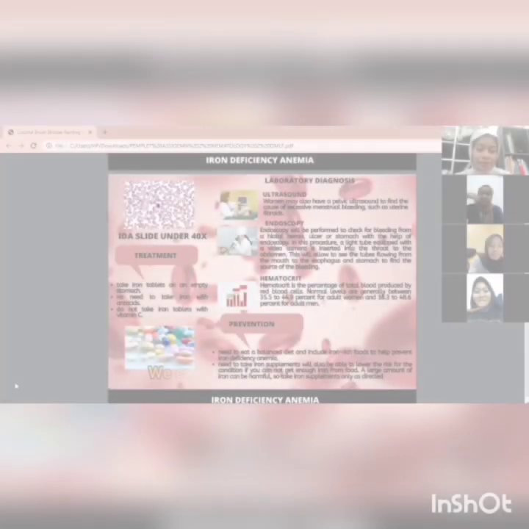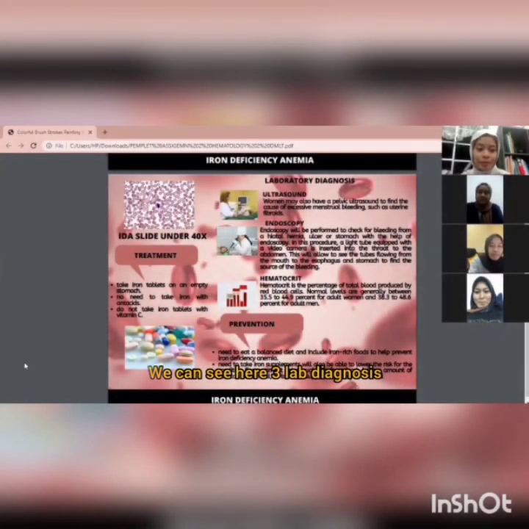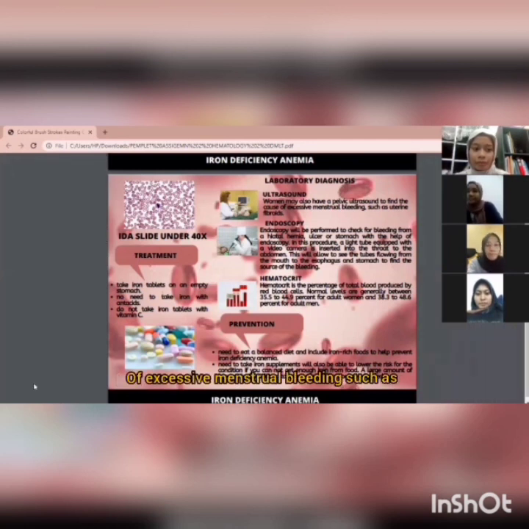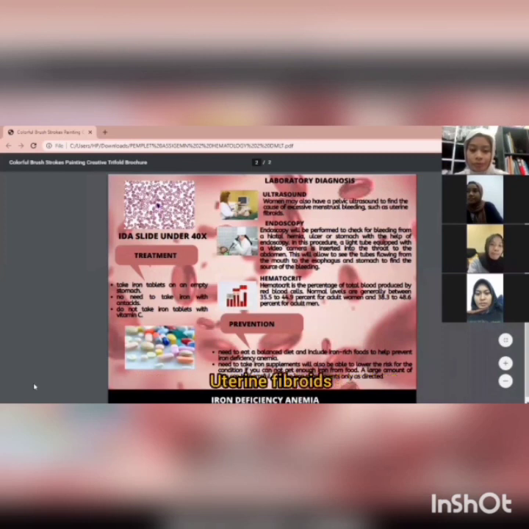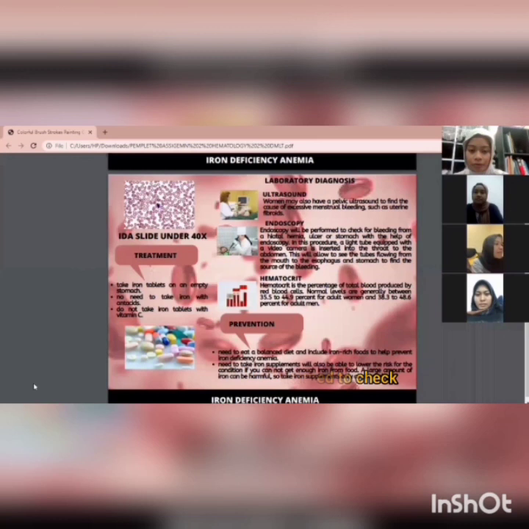We can see here 3 lab diagnoses: first ultrasound, number 2 endoscopy, and the last one is hematocrit. For the ultrasound, women may also have a pelvic ultrasound to find the causes of excessive menstrual bleeding such as uterine fibroids. Okay, number 2 is endoscopy. Endoscopy is performed to check for bleeding from a hiatal hernia, ulcer or stomach.